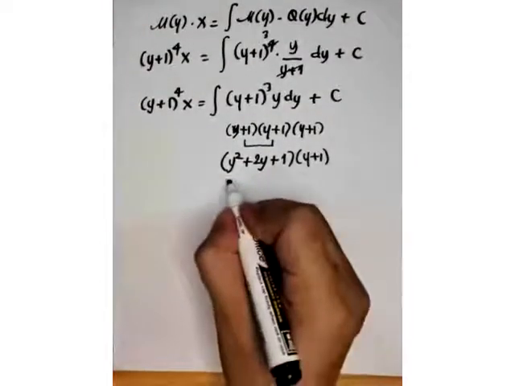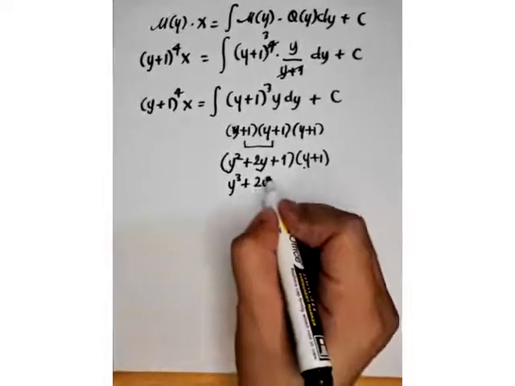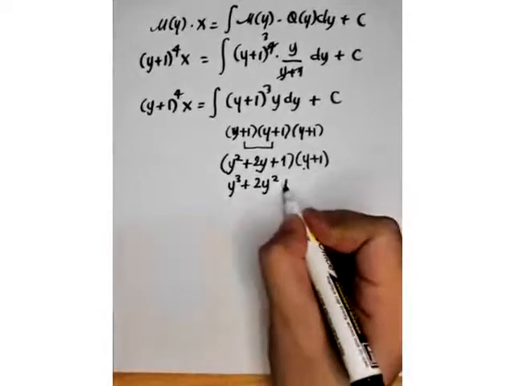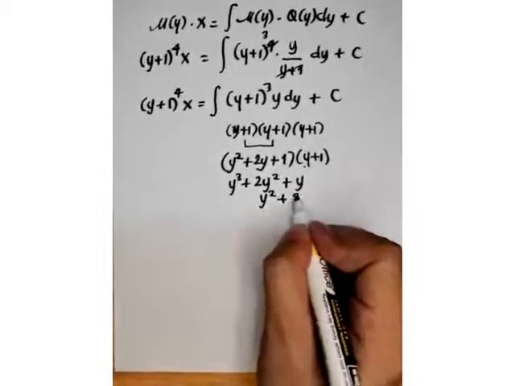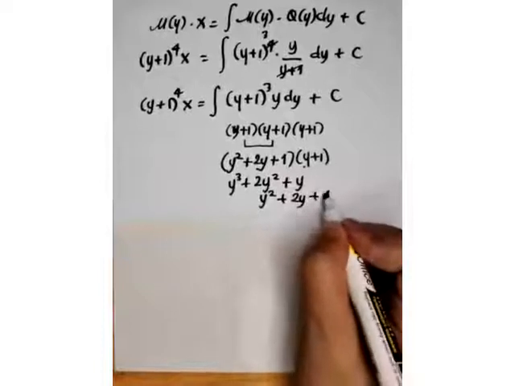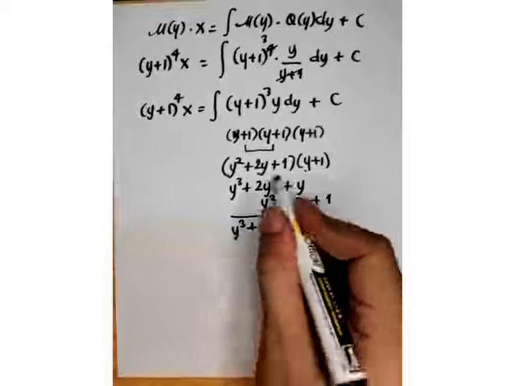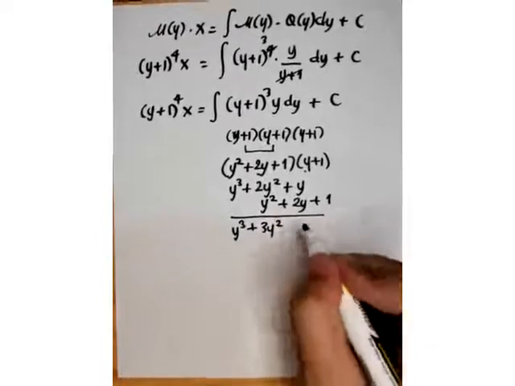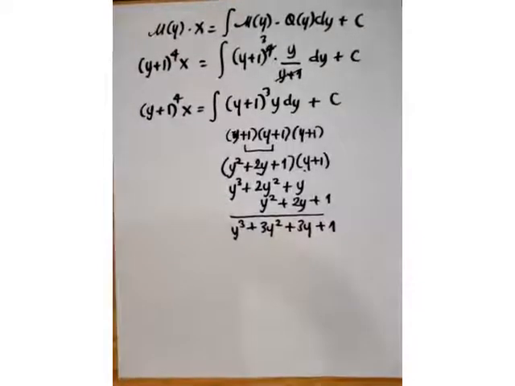Okay, so that will be y cubed plus 2y squared plus y. And then yung 1, y squared plus 2y plus 1. And then you add. So y cubed plus 3y squared plus 3y plus 1. Ayan. Okay.